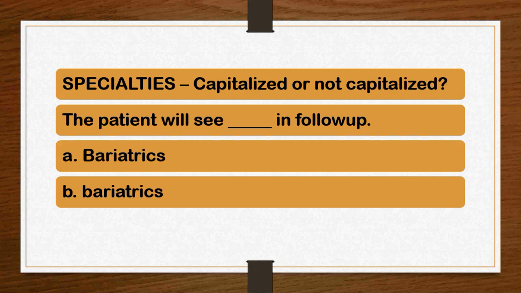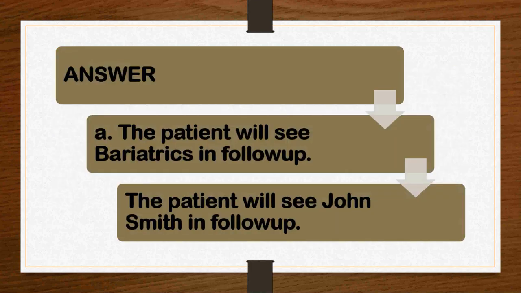How about this one? The patient will see bariatrics in follow-up. A or B? Use the John Smith rule. Good, good. Okay. A, bariatrics. The patient will see John Smith in follow-up, and it fits, so you would capitalize it. Again, it's just taking the place of a proper noun, a proper name. And you can use anybody's name. Use your children, use your husband, your wife, whatever, it doesn't matter.